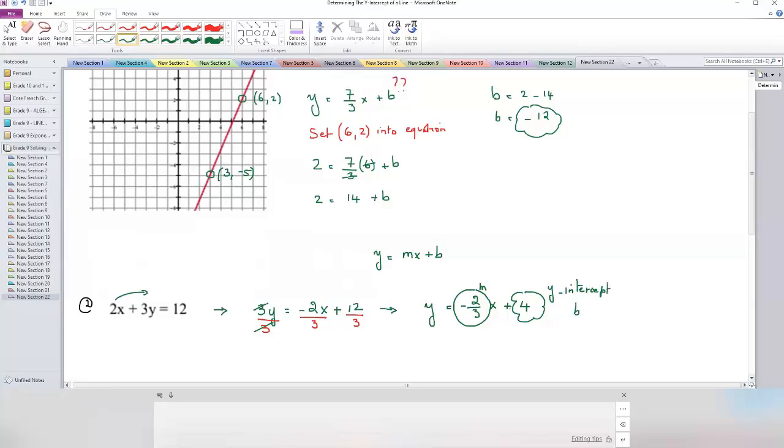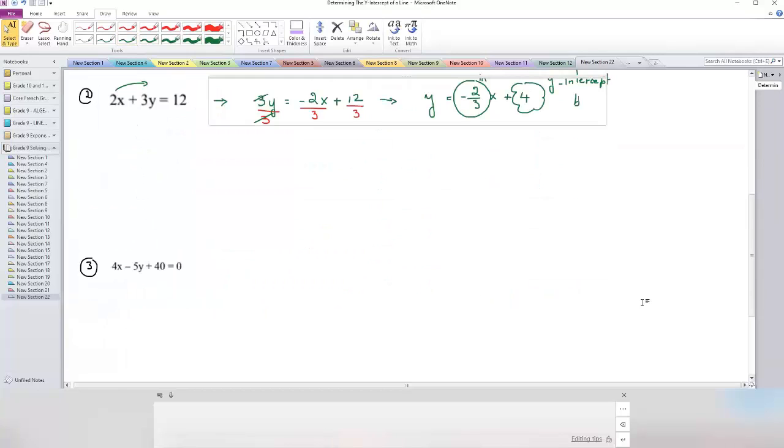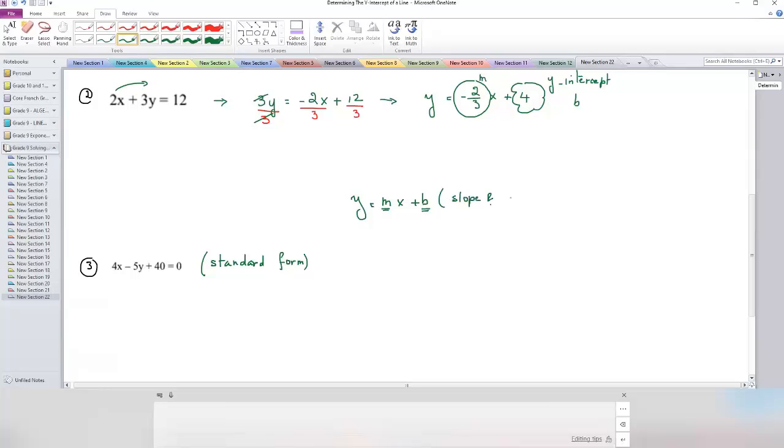or b, you can say. So this is the answer to question number 2. Question number 3, the same thing. You see here, this is the standard form for the linear equation. But I need to switch it to the slope and y-intercept form. We call it slope and y-intercept form. So my work is how to transfer this to this.